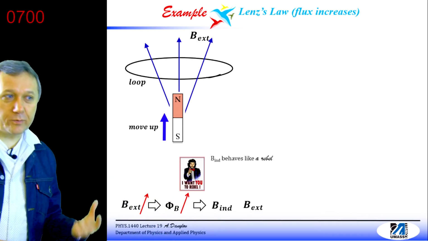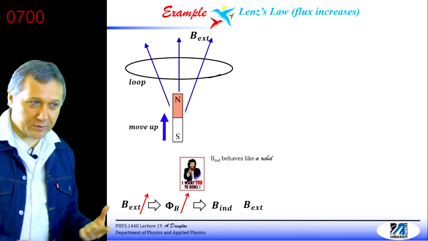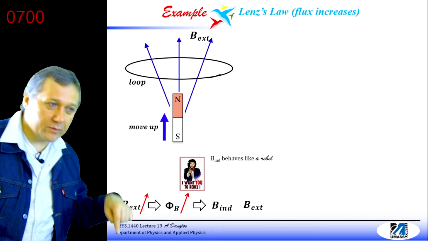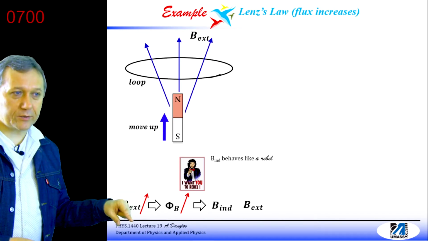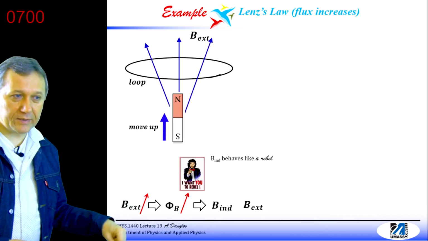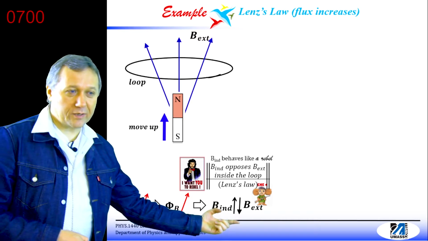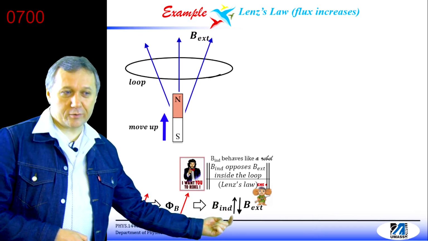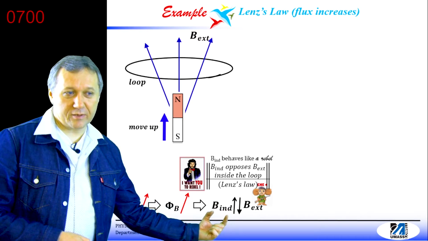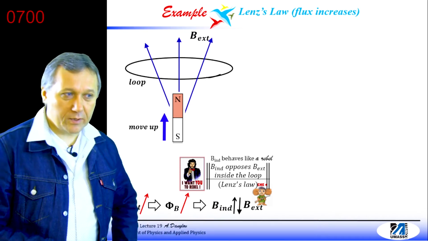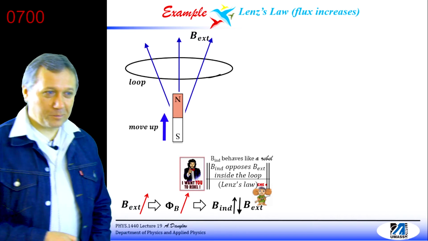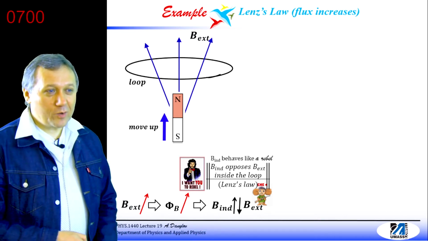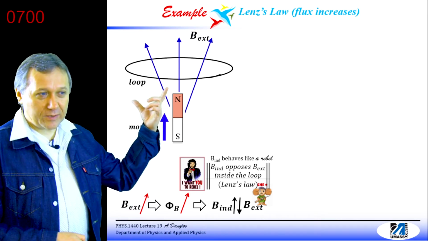So it will drive the current in such a direction that the induced magnetic field within the loop will be in the opposite direction to the direction of the external magnetic field. So I can draw these two arrows in opposite directions. It means that B induced is in the opposite direction to the external magnetic field. Now we know the direction of the induced magnetic field.